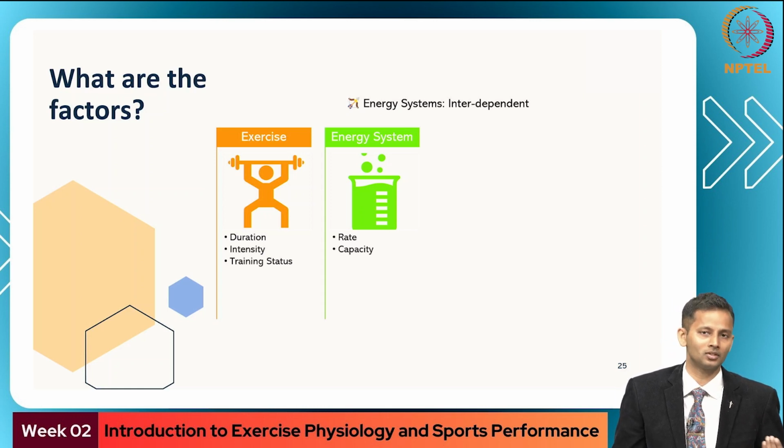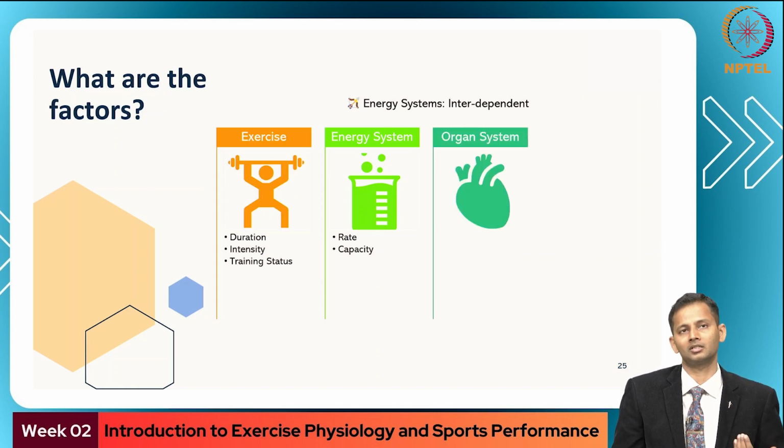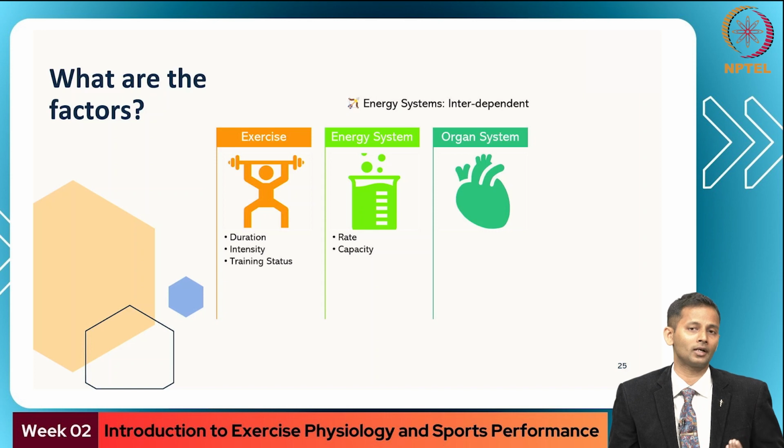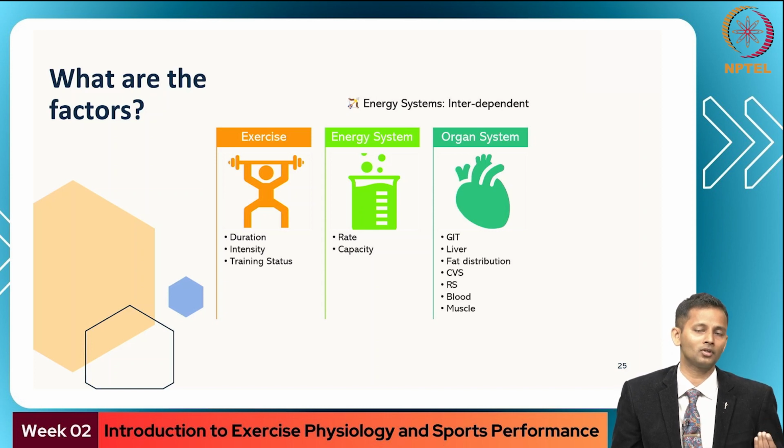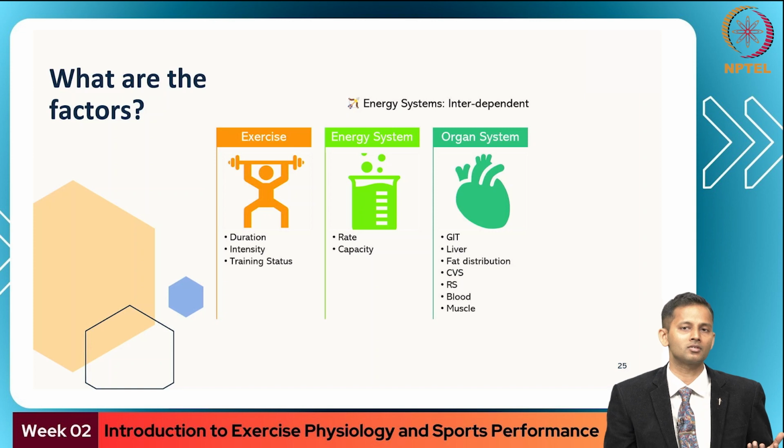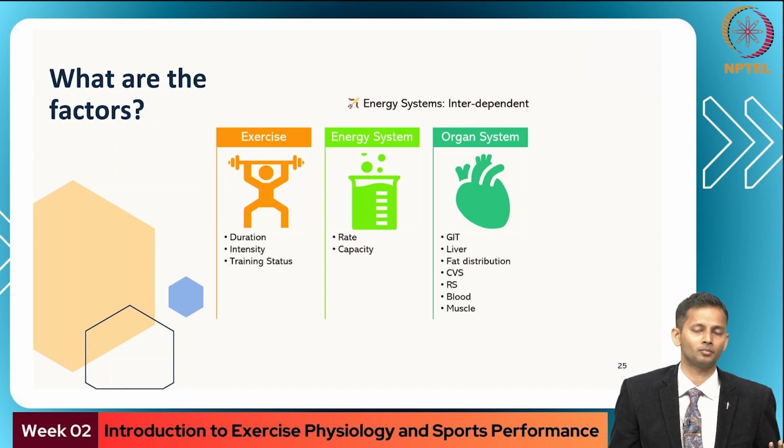The fuel has to be there for you to give the energy generation. So that again depends on the energy system. Then the organs that are involved. The organs involved in the energy system are the digestion, where you have to break down the bigger molecules, so the GIT, the gastrointestinal system. You have the liver where metabolism happens, with the fat distribution, which is in the form of adipose stores, and the cardiovascular system and the respiratory system for the aerobic pathway.